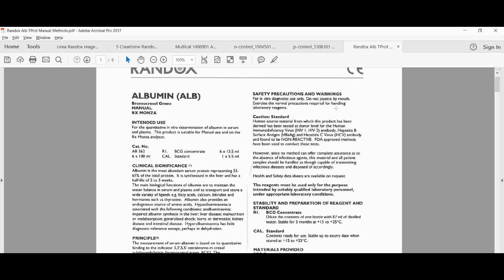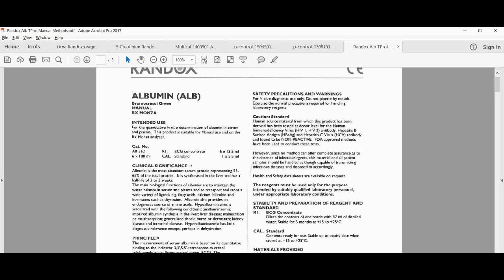But in essence, the safety information is to exercise the normal precautions required for handling laboratory reagents. Don't let it get onto your skin, don't let it get into your eyes or your mouth or any part of your body.